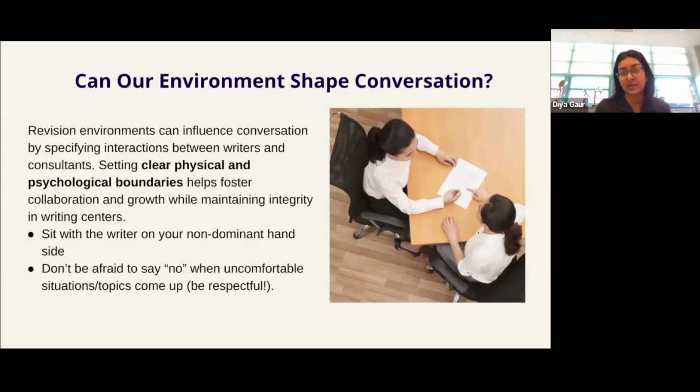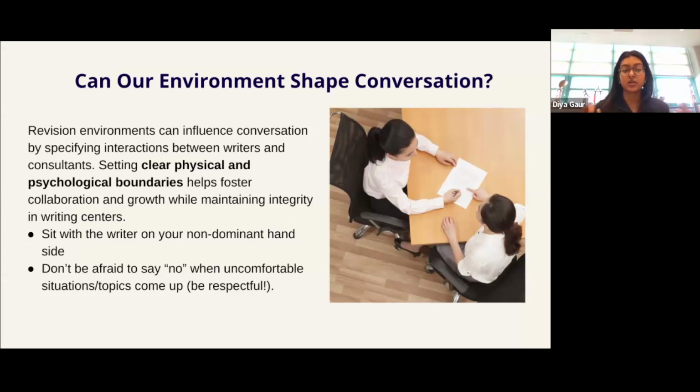There are a couple of best practices which you can use here for a very effective consultation environment. One of them is sitting on the writer's non-dominant hand side. This is a very subtle shift, but it naturally positions the writer to take notes and make those revisions and further engage with their work instead of passively waiting for the feedback. And like we said on one of the previous slides, we also want to make sure that the writer is grounded in the writing process.